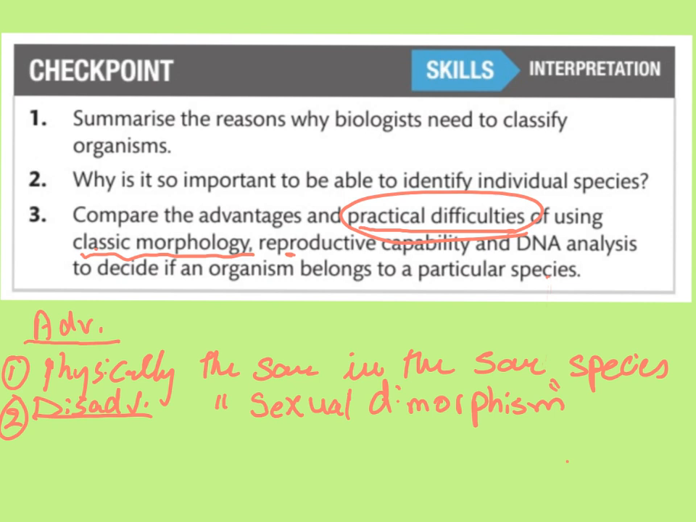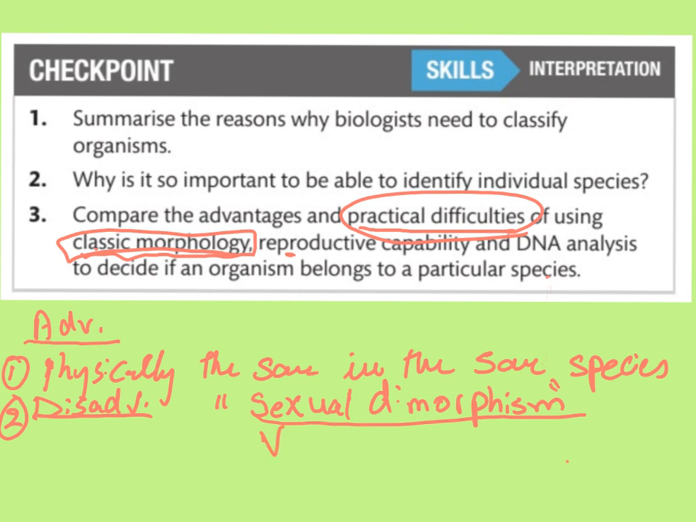No, we are still in number one, classic morphology. So the advantage of classic morphology is that we put organisms that look similar in the same species, since they share their external and internal features. The disadvantage, one of them, is sexual dimorphism.